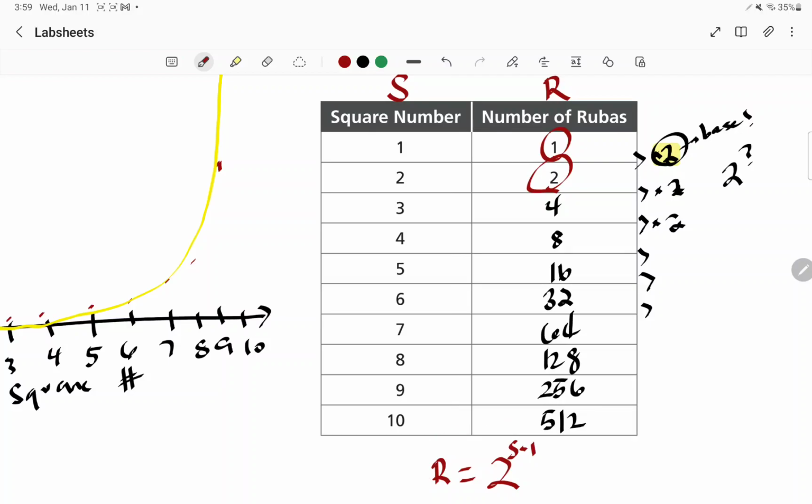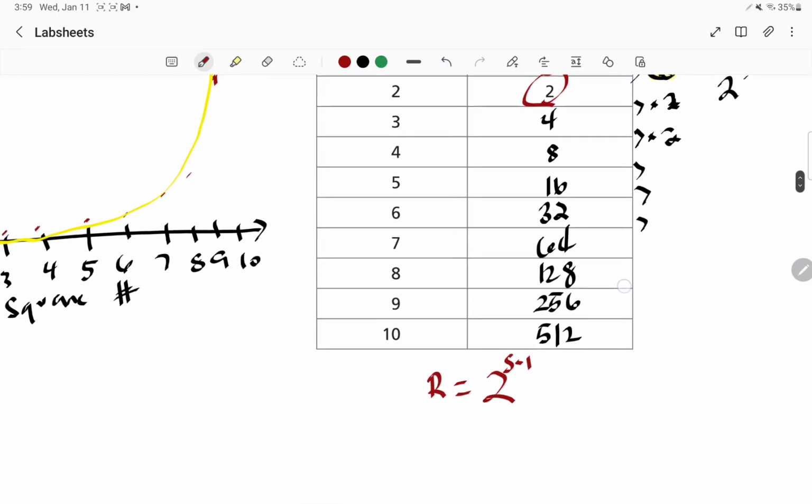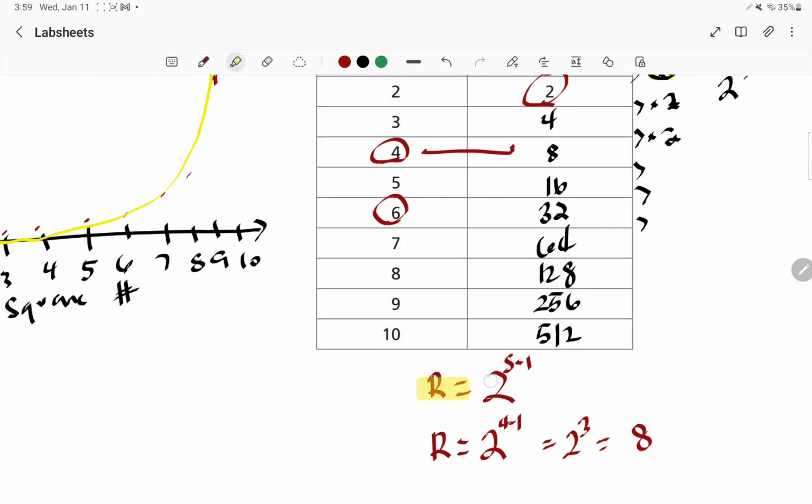So this is going to be our equation, and you can test that. Let's do an easier one. Let's do the 4th square. So 2 to the 4 minus 1, that's 2 to the 3rd, and I know that that's 8, and yeah, I have 8 rubas on that square. So this checks out. That is one of the equations you could have.